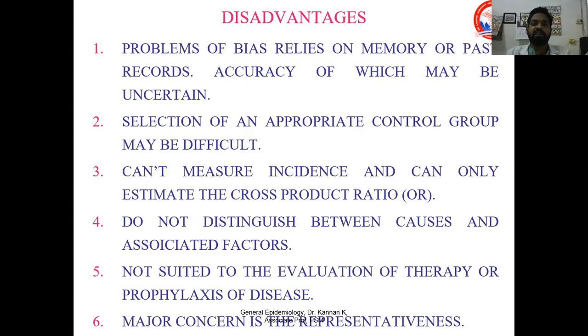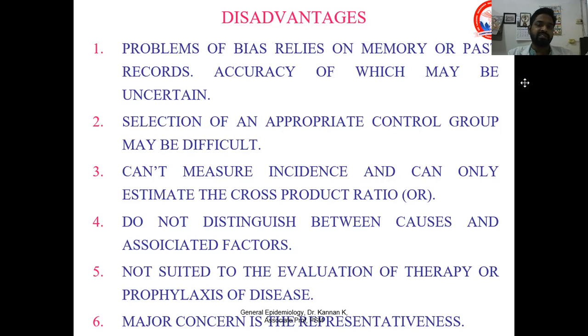Problems of bias: it relies on memory or past records, the accuracy of which may be uncertain. As I said before, bias has a major impact in case control study. Selection of an appropriate control group may be difficult. So, rather than the cases, selecting a control is a big task in case control study, because we need to make sure that controls are more or less equal to cases except for having the disease, right?